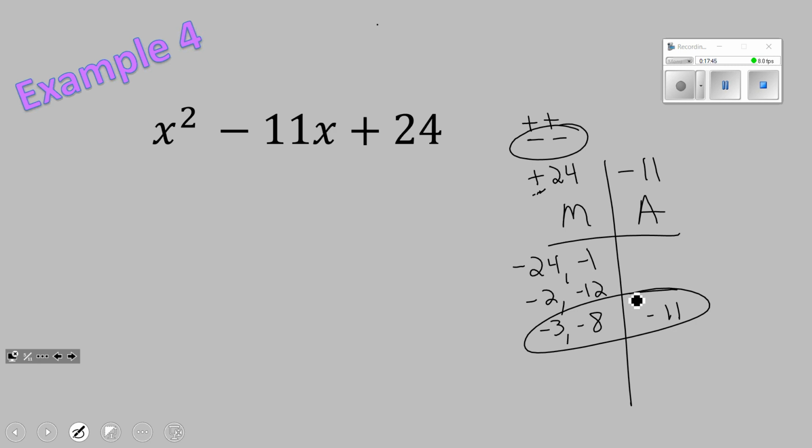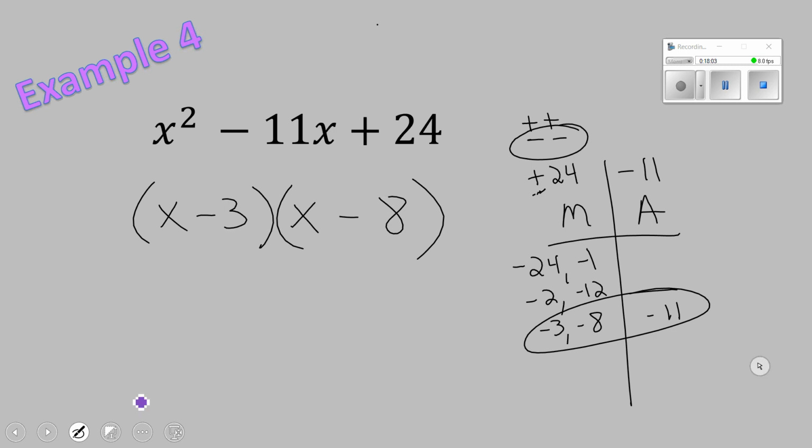Okay? And when your signs get confusing, here's where checking comes majorly into play. So this would be x and x and what and what? Minus 3 and minus 8. Okay? You're going to have to check this, guys, because number one mistake is we confuse our signs. So you're going to have to check this. And the more you check, the faster it'll go, the better you'll get at it.